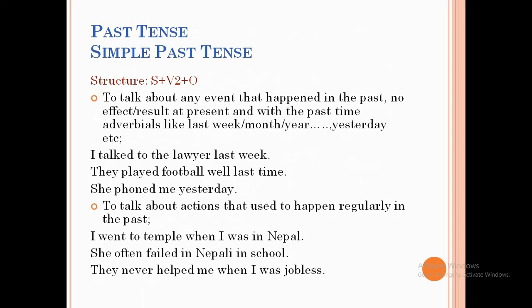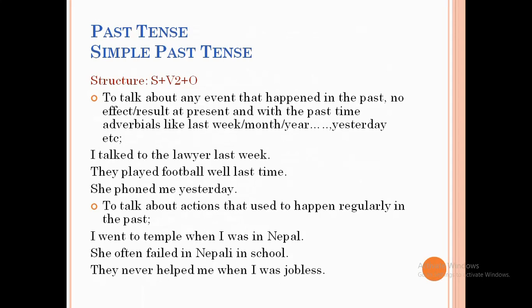So let's try some examples. I talked to the lawyer last week. No effect or result is visible here. They played football well last time. This also, we cannot see any effect or result at the present. She phoned me yesterday.